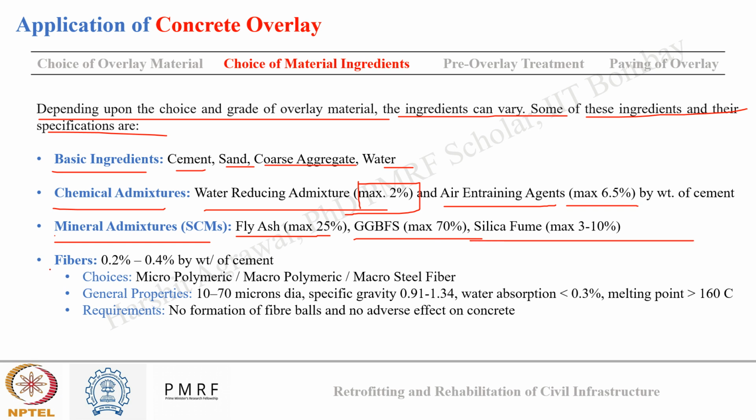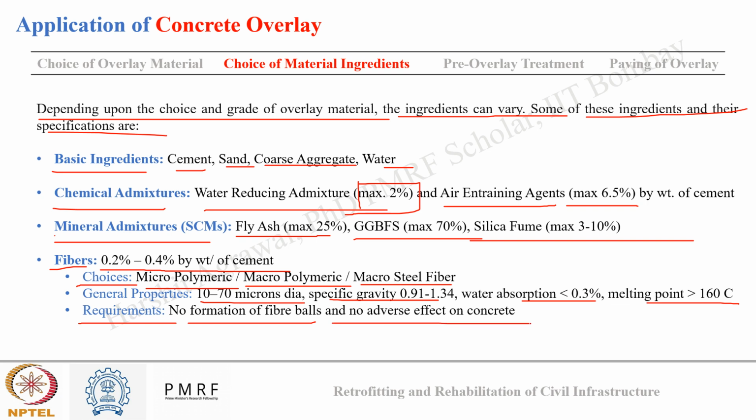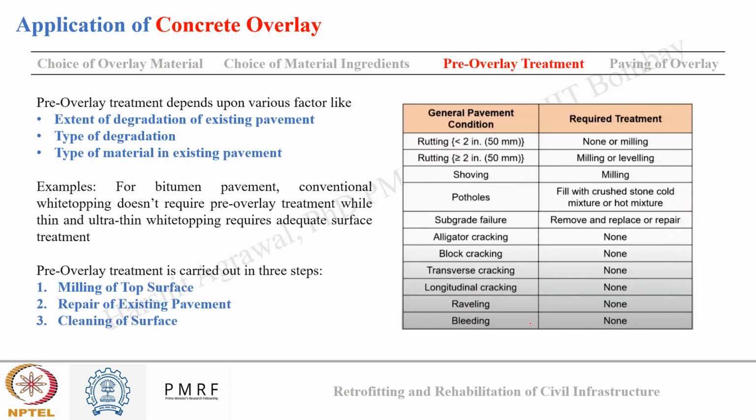And in case of fiber reinforced concrete, we may use fibers up to 0.2 to 0.4% by weight of cement. Okay, the choice of fiber can be polymeric fiber, macro polymeric fiber, or macro steel fibers. And the generally used fibers are say 10 to 70 micron in diameter, having specific gravity in this range, water absorption and melting point satisfying these criteria. And the basic need from these fibers is, they should not form a fiber ball, and they should not adversely affect the properties of concrete. So taking into consideration all these limits, we make the choice of the material ingredients.